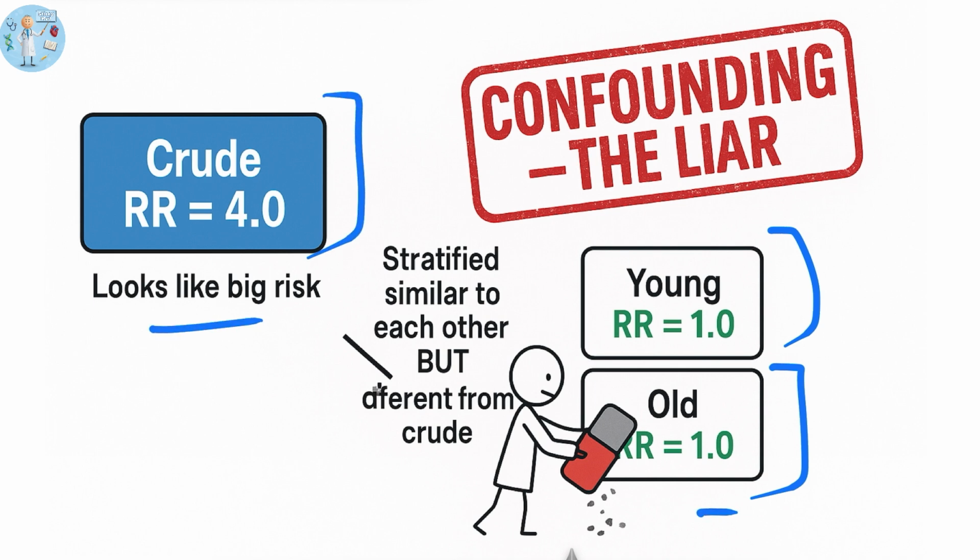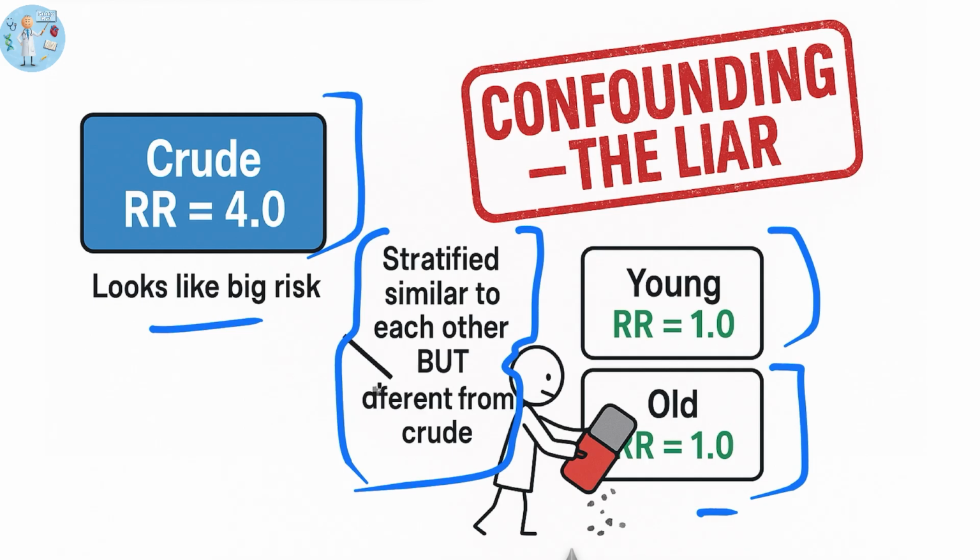Now you compare. Here's the rule for confounding. The stratified RRs are similar to each other. They're both 1.0, but they're very different from the crude RR of 4.0. The 4.0 was an illusion. It was a lie. Once we adjusted for age, the risk just vanished. The bias is gone. So I'll say that again because it's the key. If the stratified risks are similar to each other but different from the crude, you're looking at confounding.